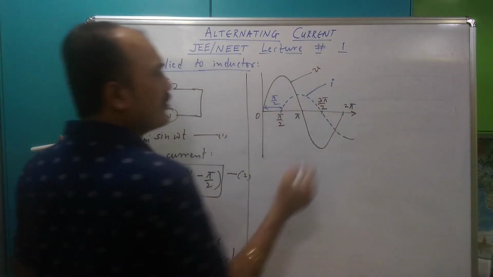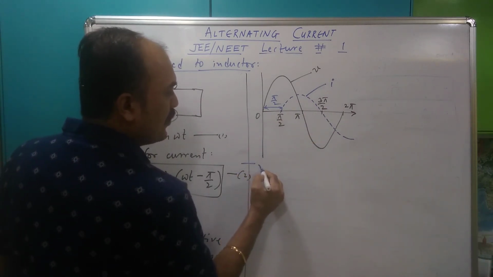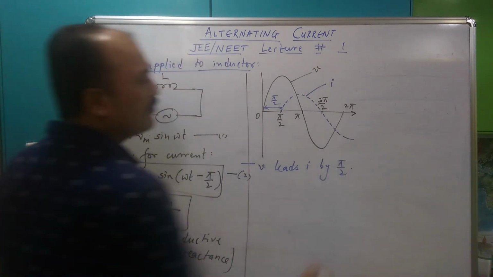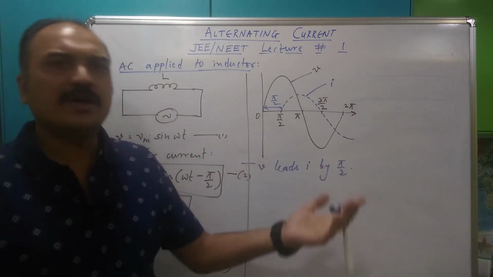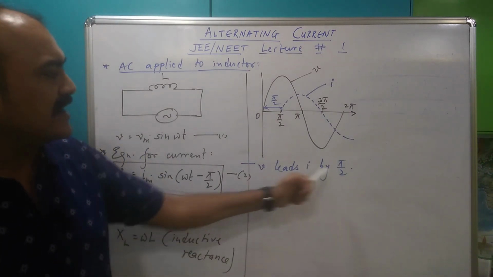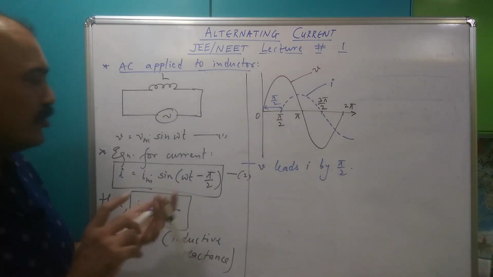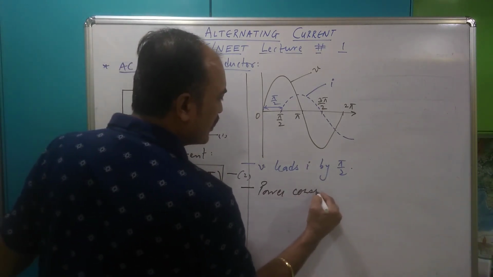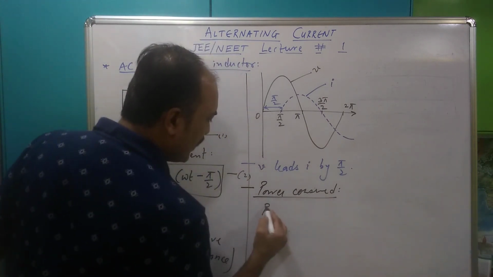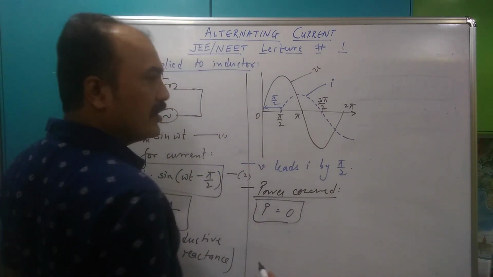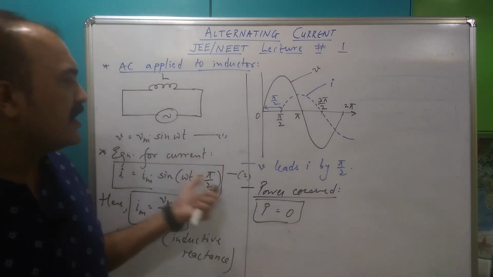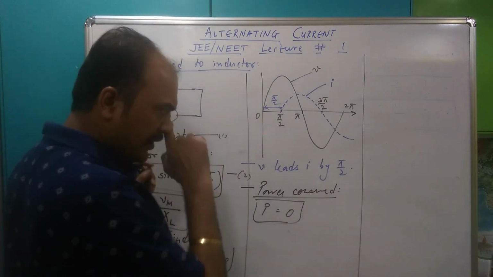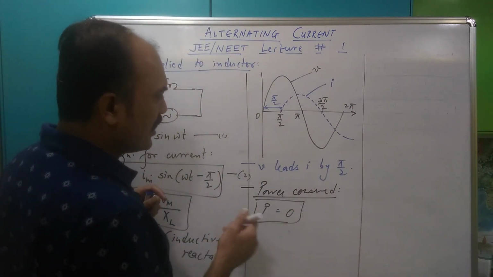And what is the statement that we write? V leads I by an angle pi by 2 or 90 degrees. Or you can say I lags V by 90 degrees. Same thing. So V leads I by pi by 2. This was the idea. Then we saw power consumed. We saw that the real power consumed by an inductor over one whole cycle was 0. Then we went on to what? Power is done, IRMS is done.